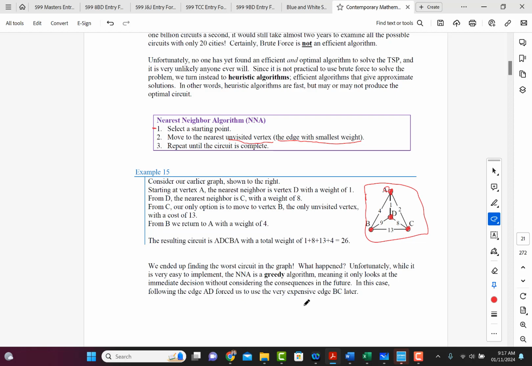Okay, but again, this is planning, right? But this is how the nearest neighbor algorithm works. It's very easy, but it's not going to guarantee us the optimal path each time. And in this case, it gave us the worst one. All right, we'll stop there and we'll come back and do another example.